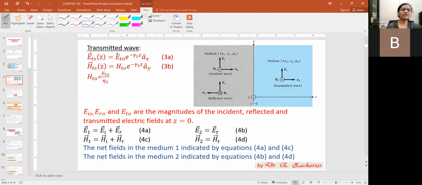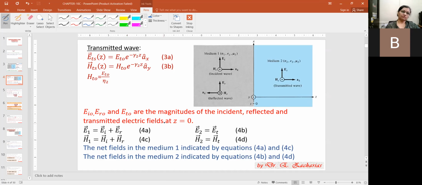Now we are also defining what all these things mean. EI naught, ER naught and ET naught are simply the magnitudes of the incident, reflected and transmitted electric fields at the boundary, at z equal to 0. So this naught stands for, I keep saying naught, but what I actually mean is the value at z equal to 0, or at the boundary. Z equal to 0 is the boundary.